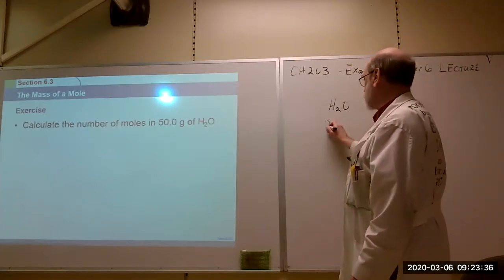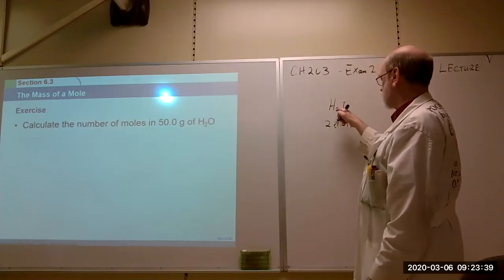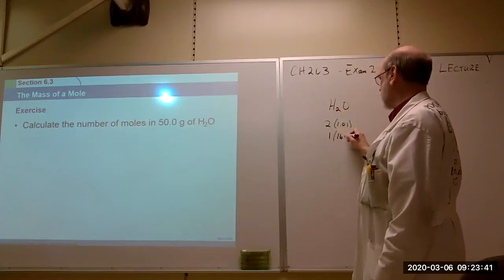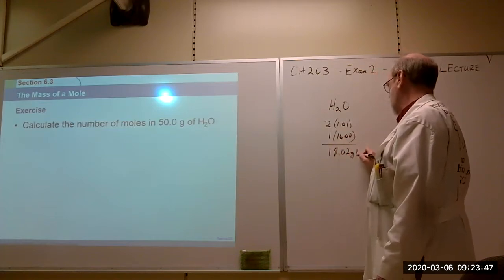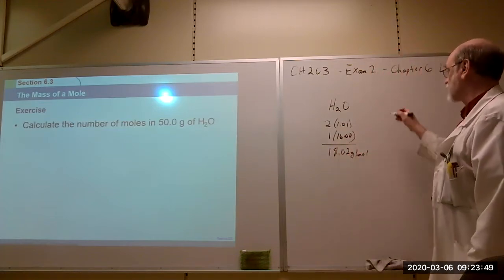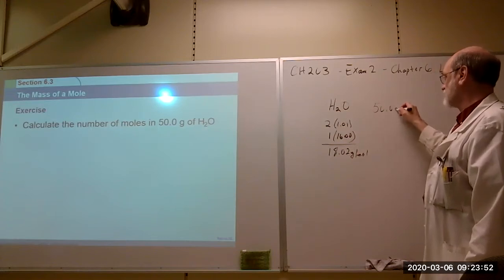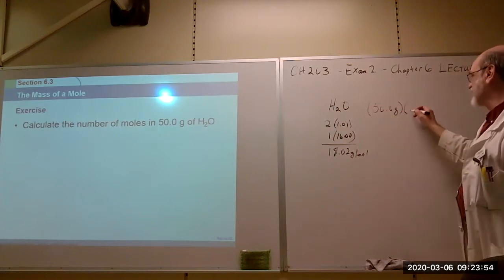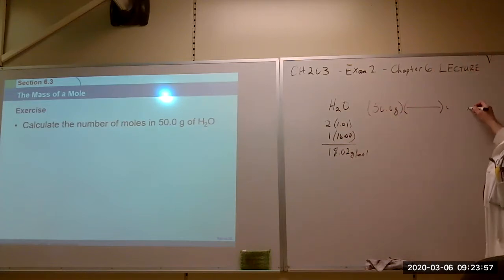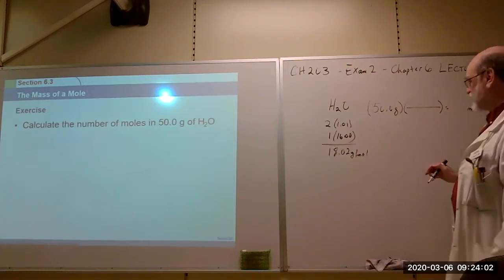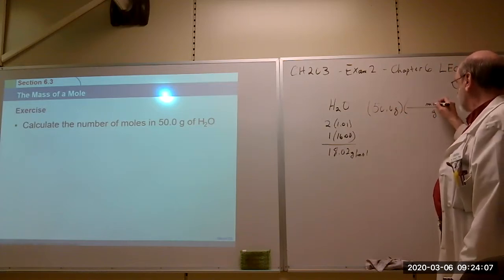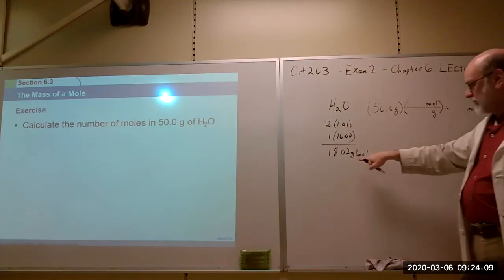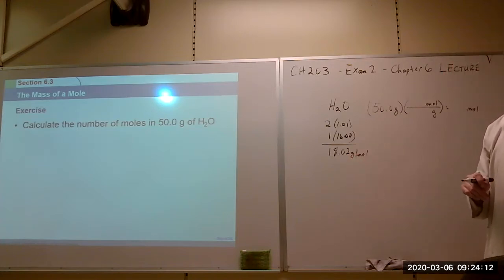And water would be 2 times 1.01 for hydrogen, and then 1 times 16 for oxygen. So that's 18.02 grams per mole. Right? And we're starting off with 50 grams. And we want to end up with so many moles. Okay? So for this one, grams is on the top, we need grams on the bottom and moles on the top.